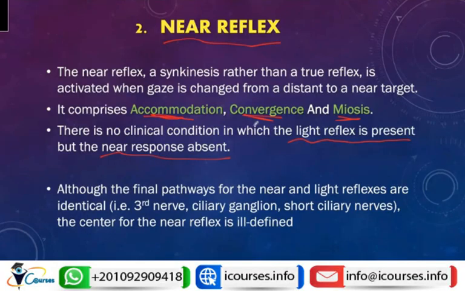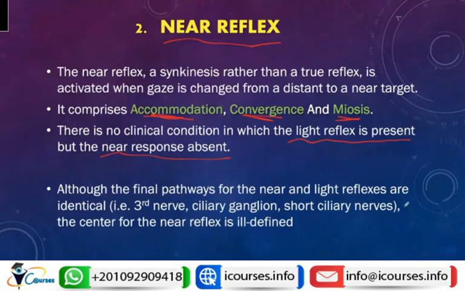Again, the light reflex and the near reflex are closely related to each other. So there are some diseases that may cause loss of one of them or loss of both of them. So they can both be present, or they can both be lost, or one can be present and the other lost. But in this condition, it is always the light reflex that is lost while the near reflex is present, but the reverse can never occur.